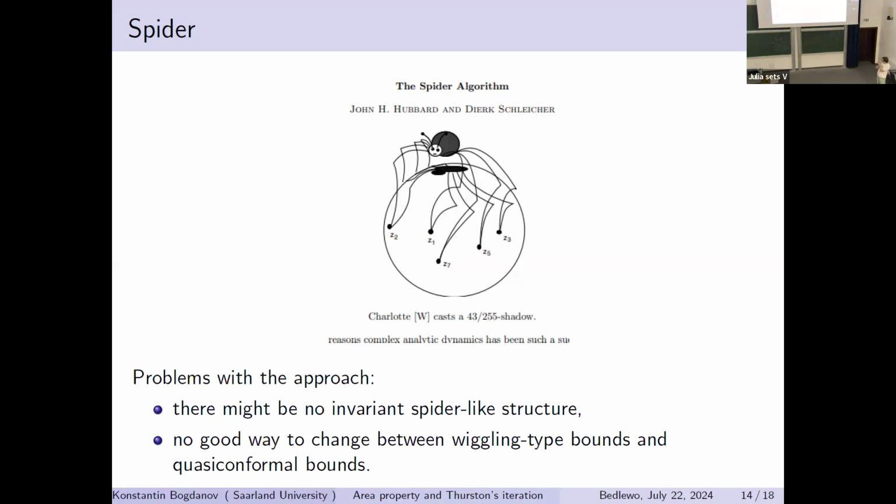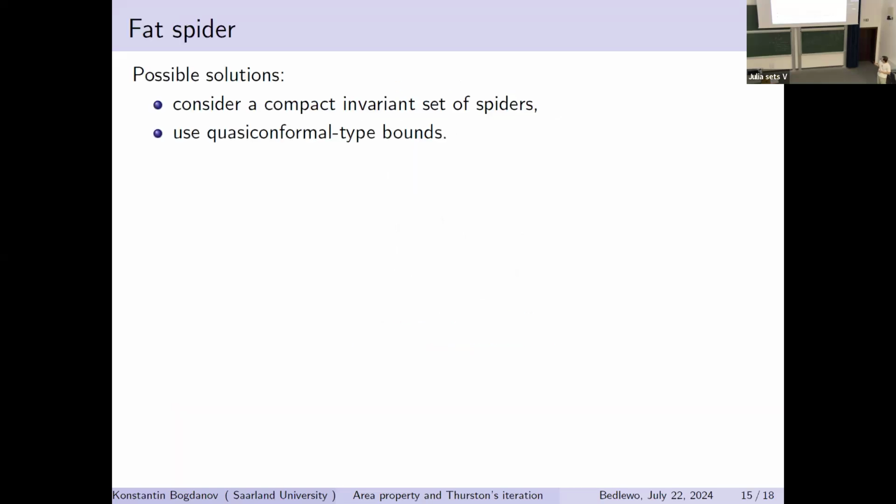In principle, we no longer have any invariant spider-like structure for our more general maps, like, for example, for the exponential, where we could just consider the spider legs to be some dynamical rays, which model our dynamics. So a possible solution would be to consider, instead of just one invariant spider, which does not exist, some compact invariant set of spiders.